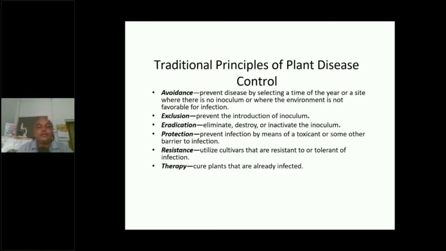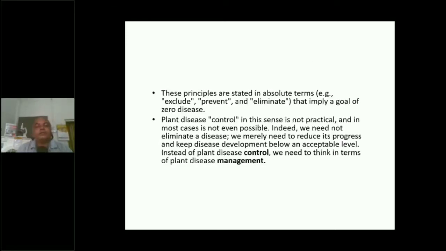These are the terms, but generally we cannot use the term plant disease control, we need to think of the term plant disease management. We cannot eradicate anything from this earth. We can manage, we cannot control. That's why generally we use integrated disease management, not control.